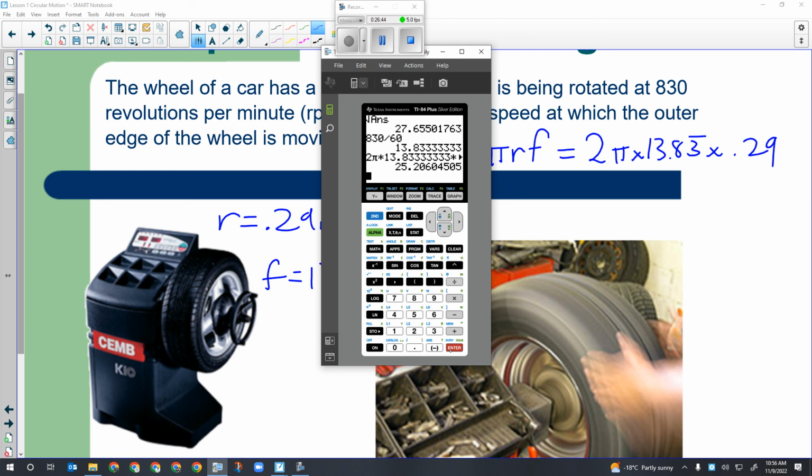All right, so that's 25.2 meters per second is how quickly that's moving. Multiplied by 3.6, so that's 91 kilometers an hour. Okay, that tire would spin at that speed on the machine. They do have to get it up to a certain speed in order to detect those vibrations. They're not going to probably detect them at 20 kilometers an hour or 30 kilometers an hour. Okay, so they do crank it right up.